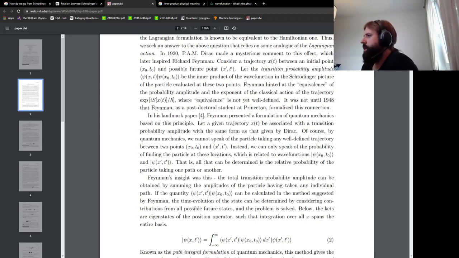Okay, so I see. So what Feynman's claiming is that the transition probability, to go from this state to this state, can be calculated by adding all the amplitudes of every single different given path. Okay.